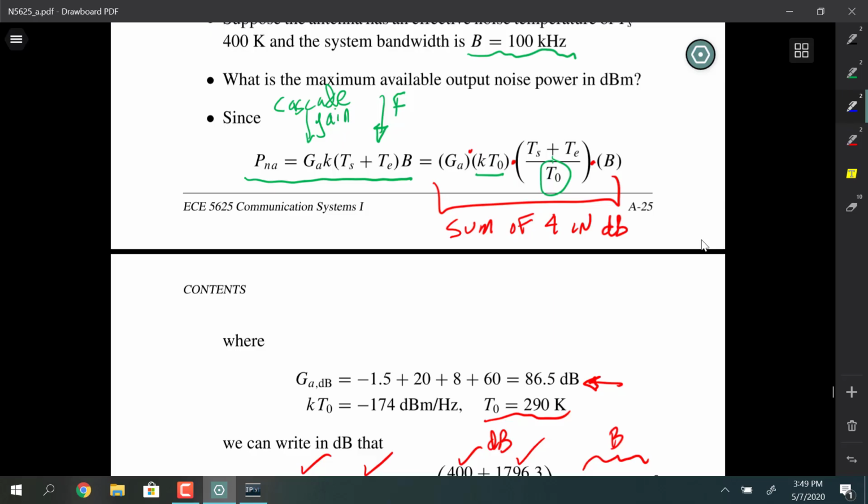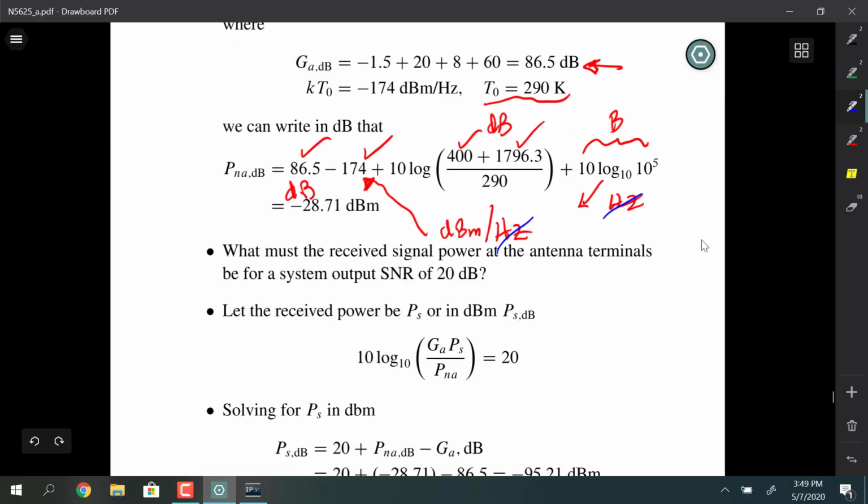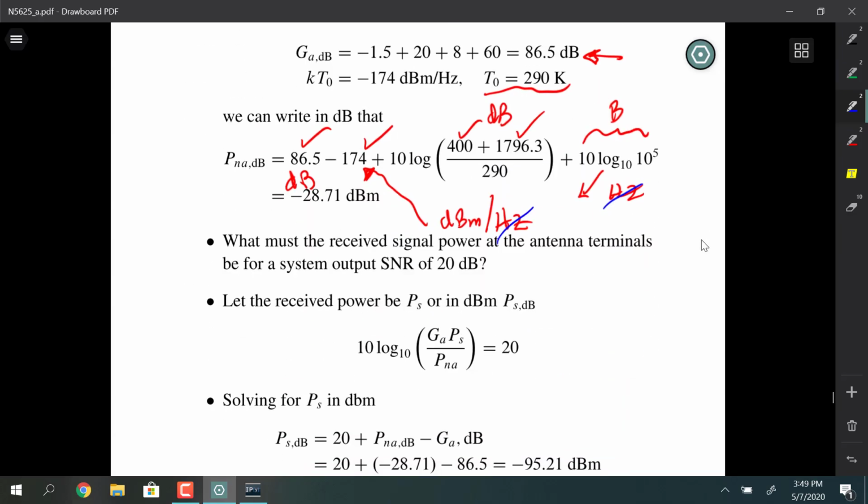Just multiply everything out, and then you can see clearly that the units are proper. kT0 is going to be watts per hertz, B is going to be hertz, so the hertz are going to cancel. Ratio of temperatures is dimensionless, and gain is dimensionless, so you'll get something in terms of watts or milliwatts, and then to get it to dB you go 10 log base 10 of watts to get dBW, or 10 log base 10 of milliwatts to get dBm. I can't tell you how to choose that though. My preference is to work with addition and subtraction.